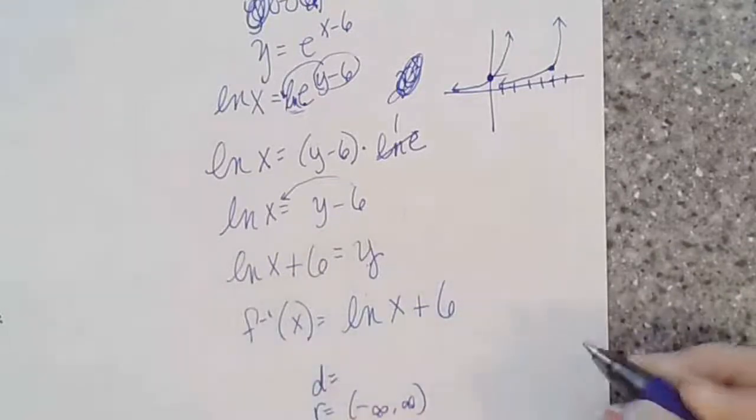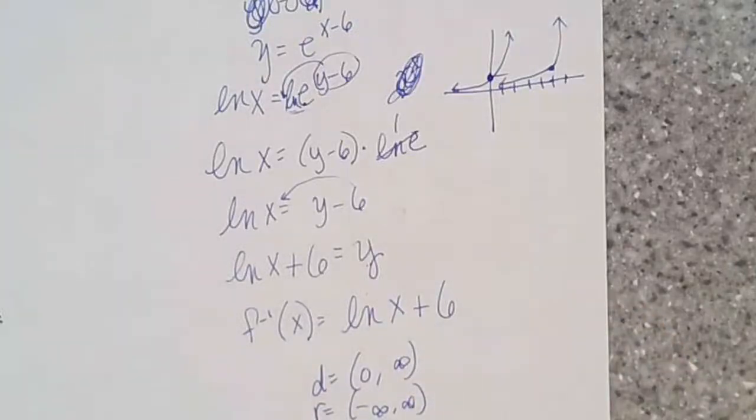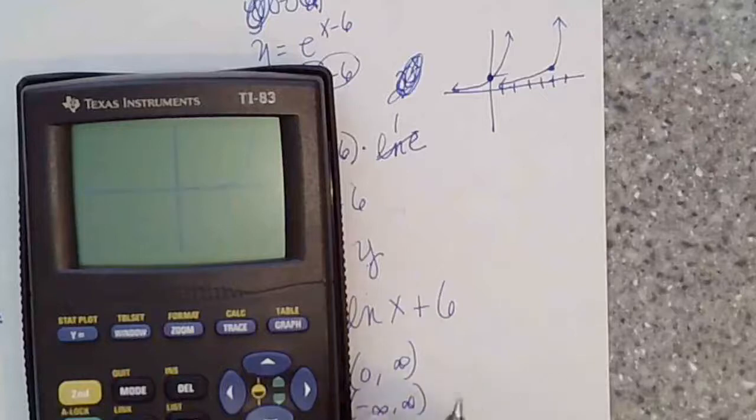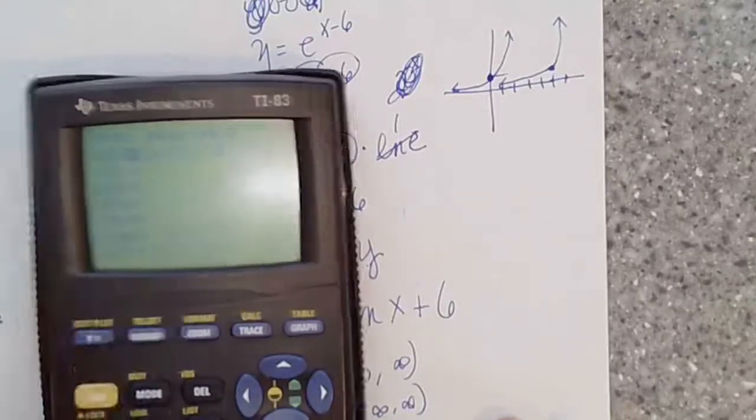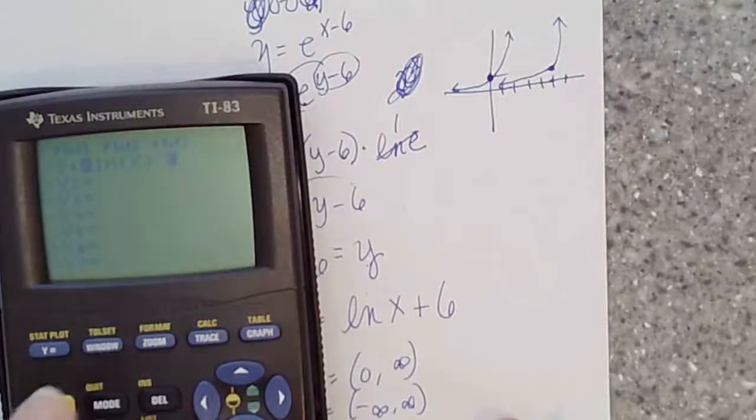Now let's look at our calculator and see how that looks, just to kind of show that if you're doing it that way, if you like to look at the calculator version. Ln of x, let's see, where is that equation? And then ln of x plus 6, and let's graph that.